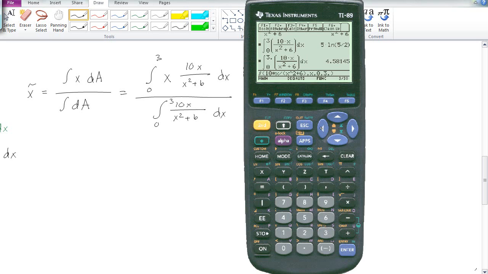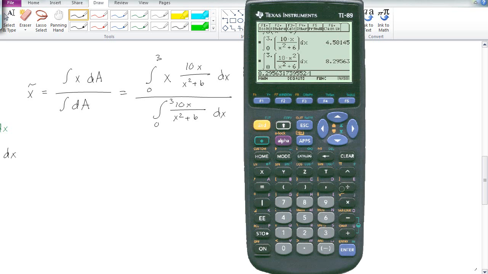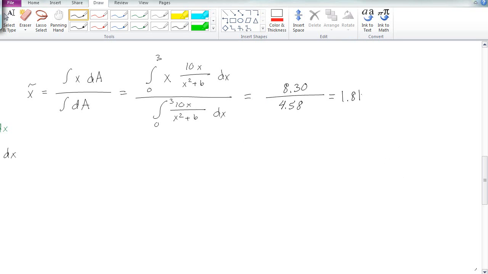Alrighty. Now I'm going to do the top, which is basically the exact same integral, except it's going to have an extra x in it. So rather than retype it, I'm just going to fix it. So we've got an x squared in there now. And there's the top, 8.30. And then I just divide them out. Divided by that is 1.81. Beautiful. All right. So 1.81, that is the physical location of the center along the x direction.